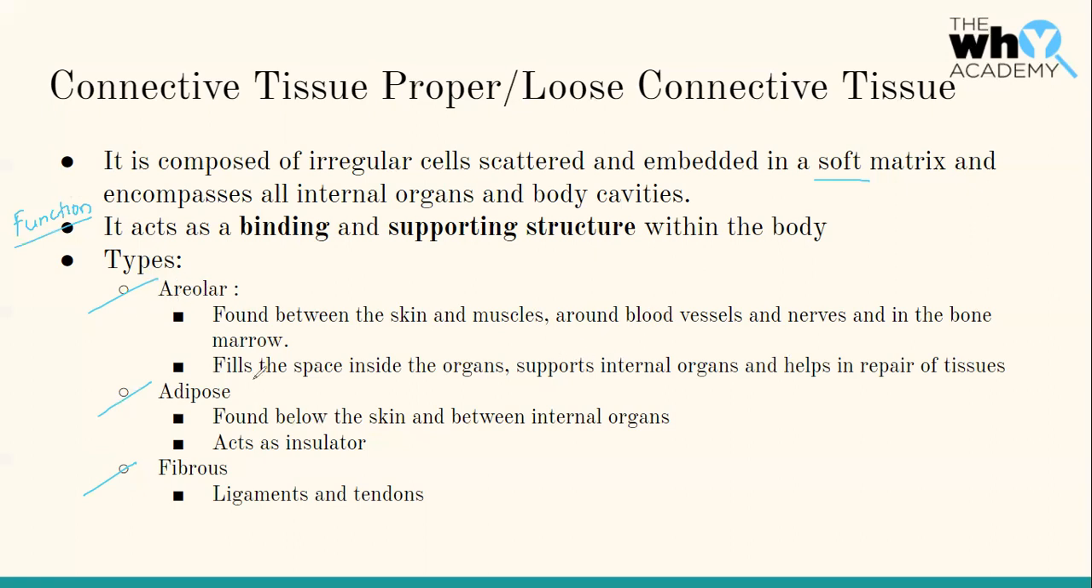So the types are areolar. Areolar is found below the skin, between the skin and muscles, around blood vessels and nerves, and in the bone marrow. It fills the space inside the organs, supports the organs, and helps in repair of tissues. Adipose is found below the skin and between internal organs and acts as an insulator. Let me show you the diagram, that will make it more clear where each is found.